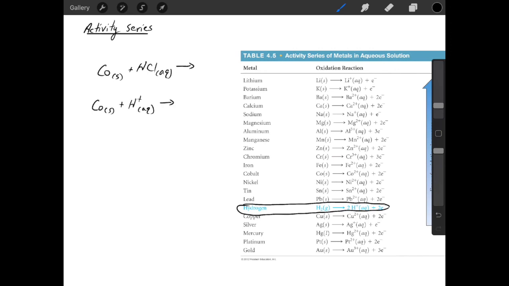And this situation is one that we've encountered before. Cobalt metal reacting with an ion that's below it on the activity series. And this is another one of those situations where the number of electrons need to be balanced.